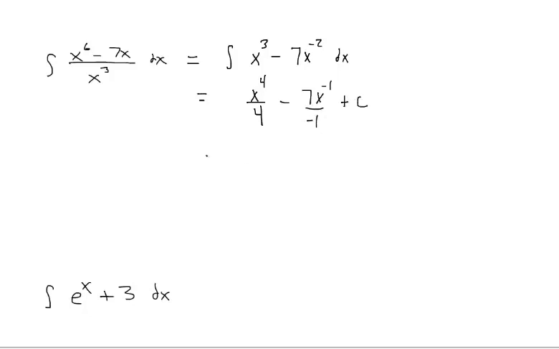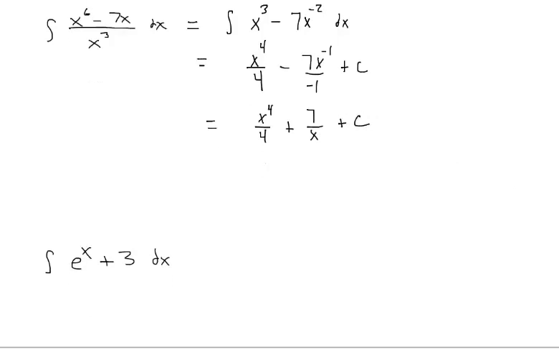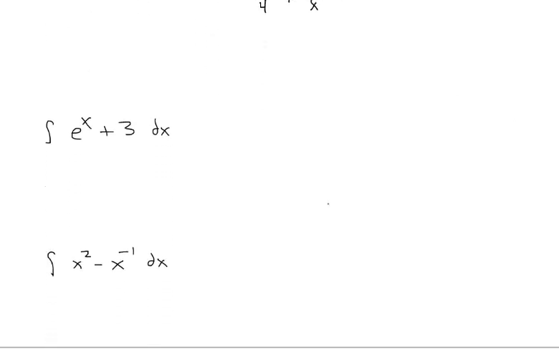And now let's simplify this. So we have x to the 4th divided by 4 plus 7 over x plus c. This example has an exponential in it, and remember that the integration of e to the x is just e to the x, and then we have a constant. So we're going to have e to the x, and then the antiderivative of 3 is 3x plus our constant of integration.